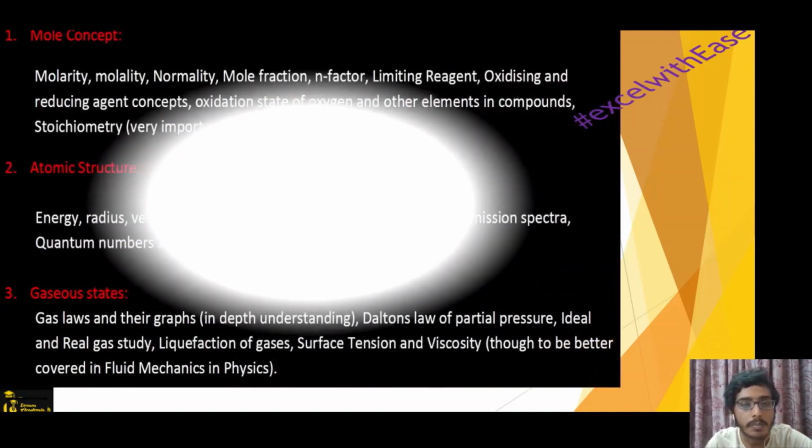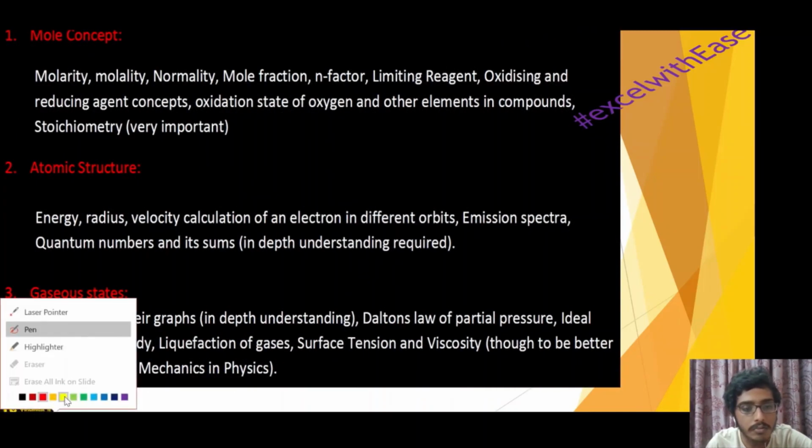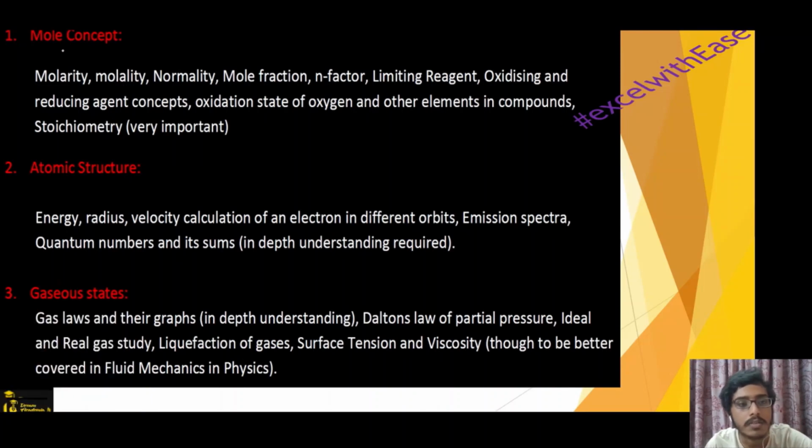Now let us move to the chapter-wise important topics for WBJEE physical chemistry. First comes mole concept, the very first chapter of class 11 physical chemistry. Here, obviously, you must know the different concentration terms, their definitions as well as their formulas, and how to convert from one factor to another. Like if you are given molality, you have to find maybe mole fraction, or if you are given normality, you have to find molality. All these different conversions you must know.